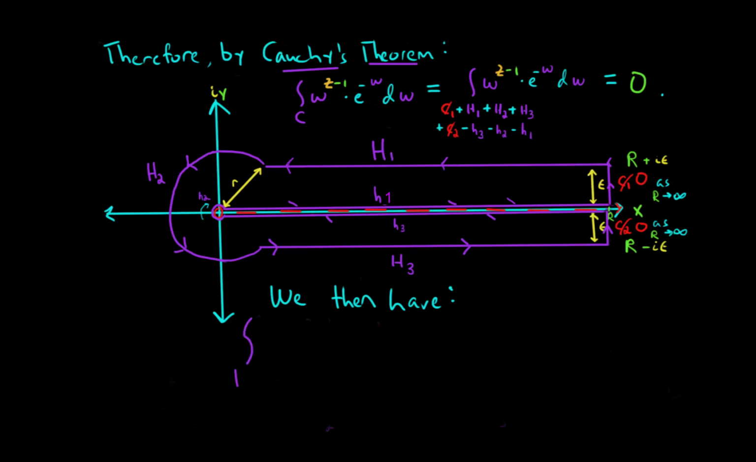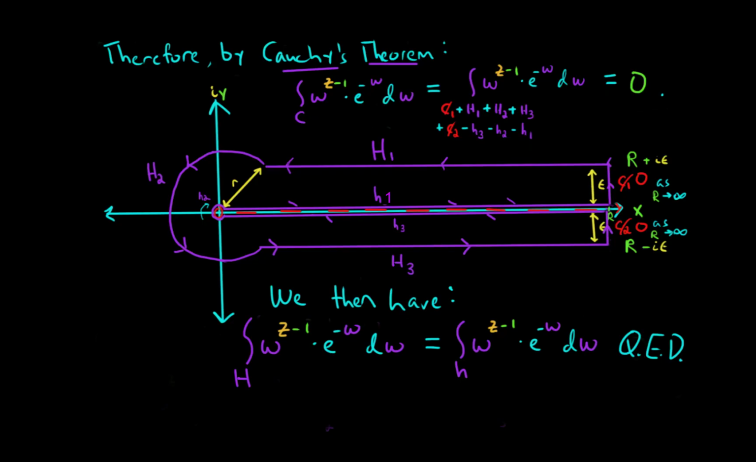But that's just another way of saying that the integral over the Hankel contour minus the integral over the limit contour equals 0. So in other words, the integral over the Hankel contour for the function w to the z minus 1 times e to the negative w dw equals the integral over the limit contour of that same function, QED. Well, why does it matter that those two contour integrals are equal to each other? So this is the answer to the so what question.